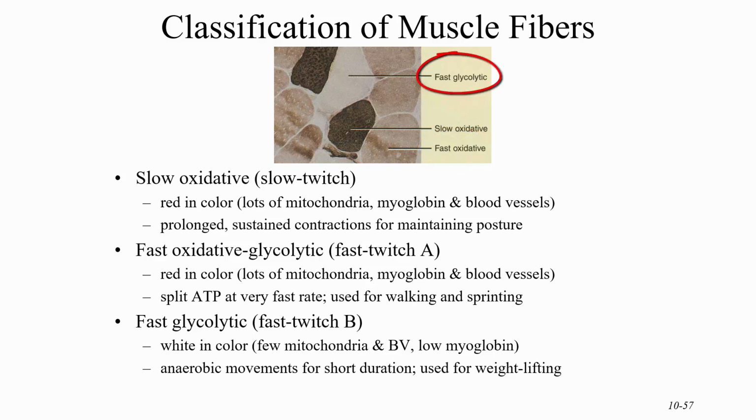And then our fast glycolytic or fast twitch B muscles, they're going to be white in color, few mitochondria and blood vessels, and relatively low myoglobin. And it's going to be used for anaerobic movements for short durations, such as weightlifting.